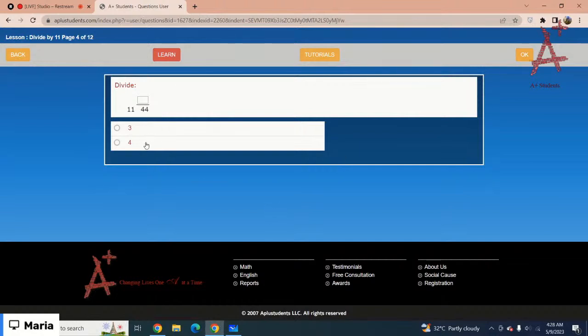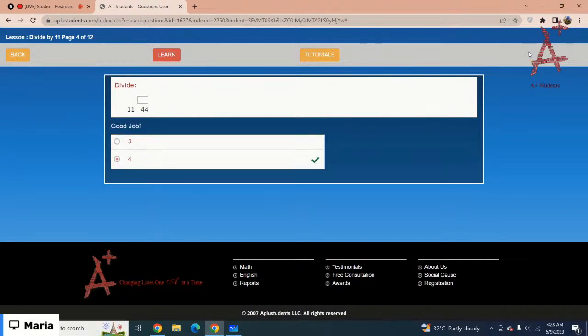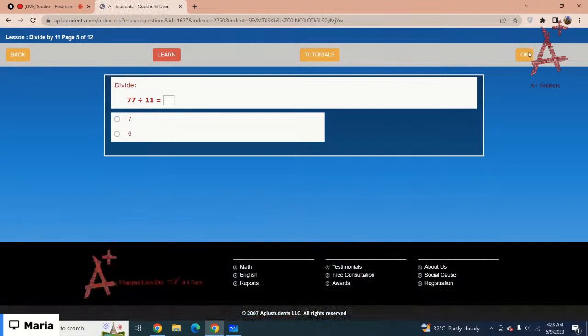11 times 4 is 44. So the correct option is 4. Okay, 77 divided by 11. 11 times what number is 77? It would be 11 times 7 makes 77. So the correct option is 7.